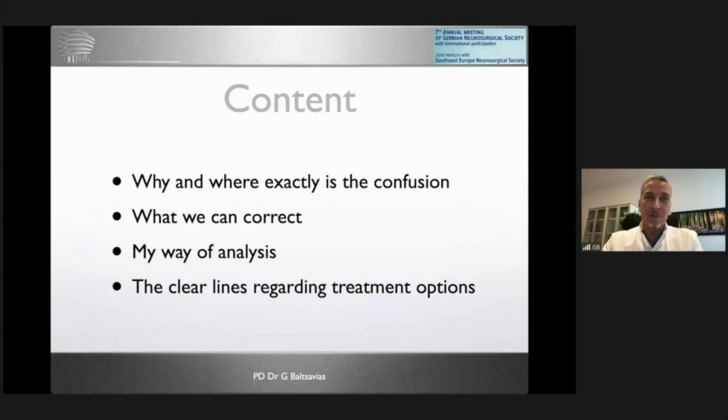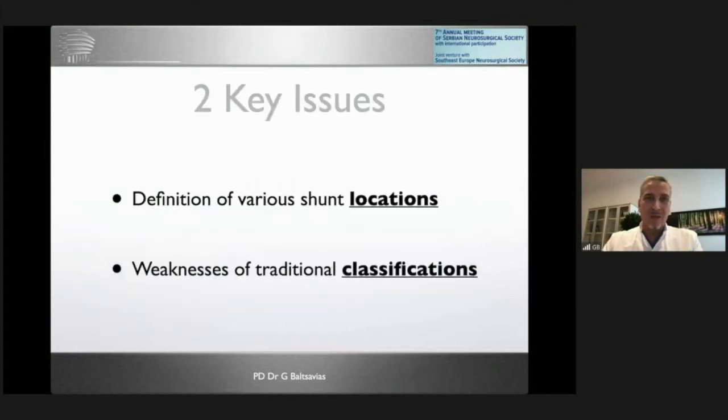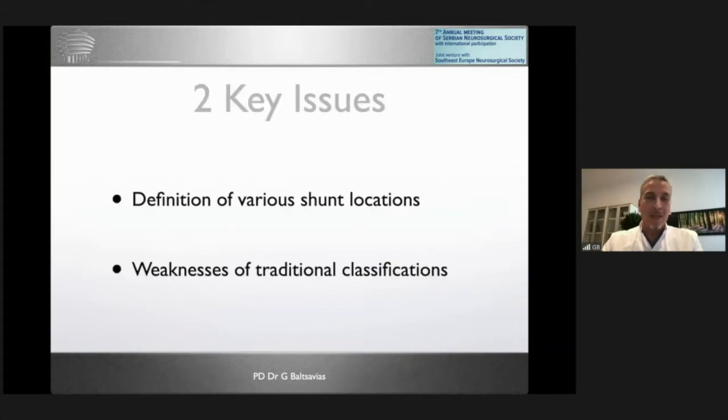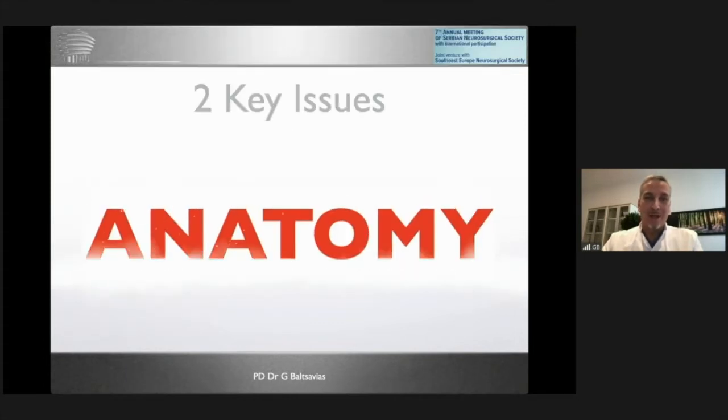This is the content of my presentation. There are two crucial points. One, how we define the location, and second, the weaknesses of the use of classifications. What I'm going to claim is actually that if we fix the issue of location, in reality, we do not need classifications much. And how can this be done? Again, anatomy is the answer.